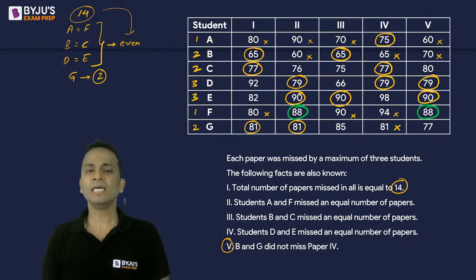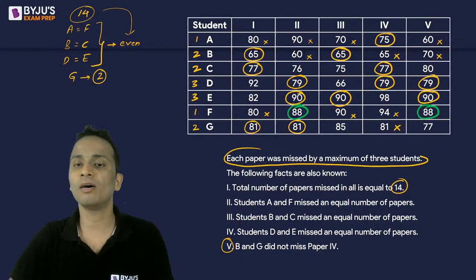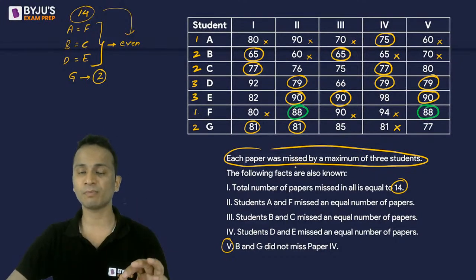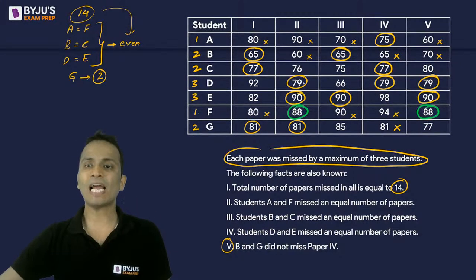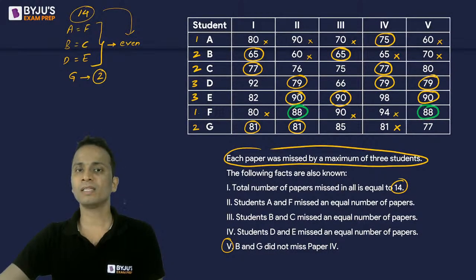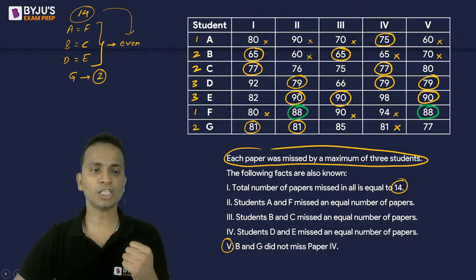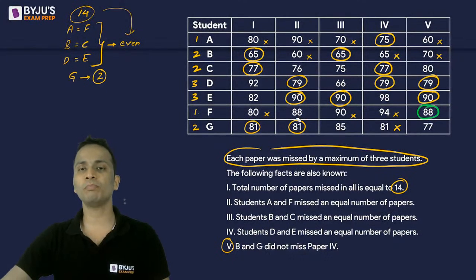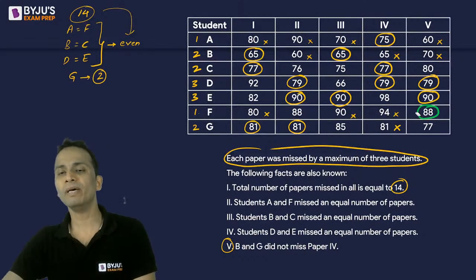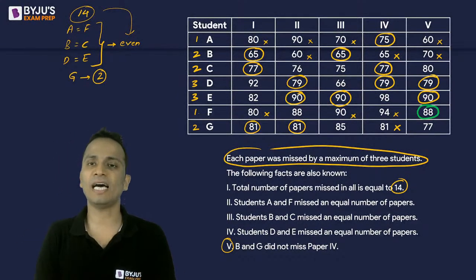Okay. Now talking about F, how can we be certain which paper F has missed? Each paper was missed by a maximum of three students. Now look at paper number 2. If F will miss paper number 2, then paper number 2 will be missed by four students, which is not possible, right? So F will not miss paper number 2. F will miss paper number 5. And that's it about this entire set.